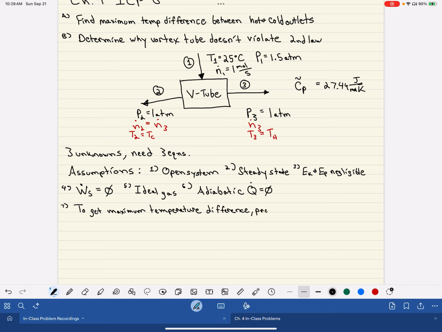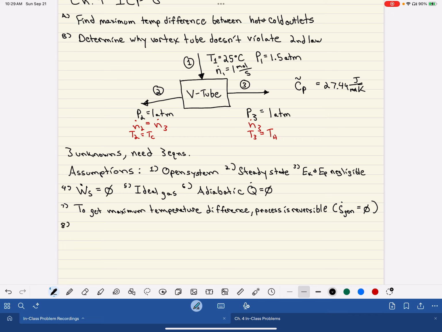And so, when it asks us to get the maximum temperature difference, essentially what it's telling us to assume is that the process is reversible. Once again, all the energy coming from the inlet stream just gets split up between the cold and hot streams. None of it gets wasted. None of it goes towards generating entropy. And so what this tells us to assume is that the Sgen in our entropy balance is going to be 0.